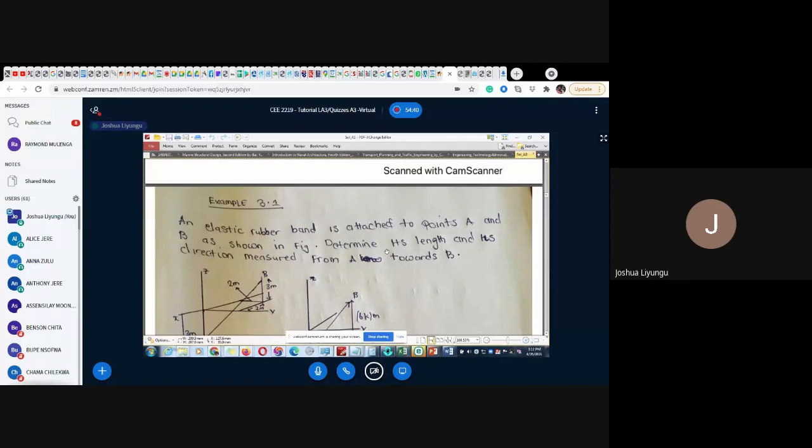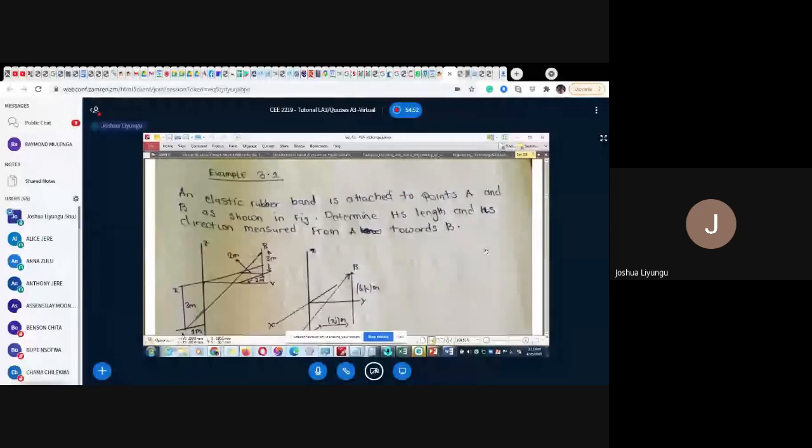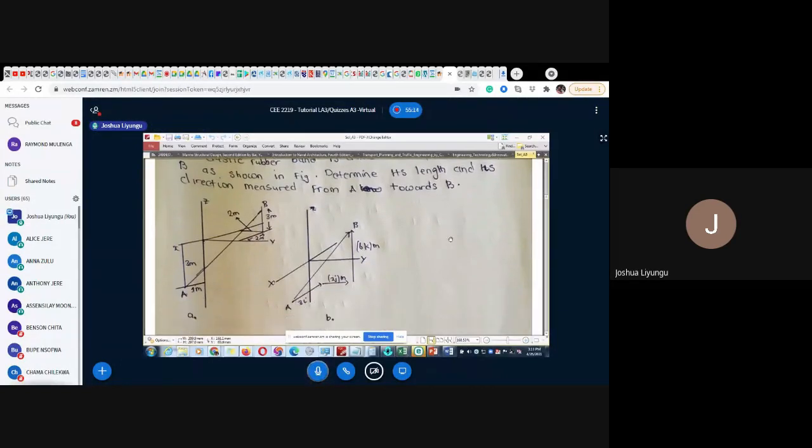Example 3-1. An elastic rubber band is attached to points A and B as shown. Determine its length and direction measured from A towards B. Someone to help us on what to do?